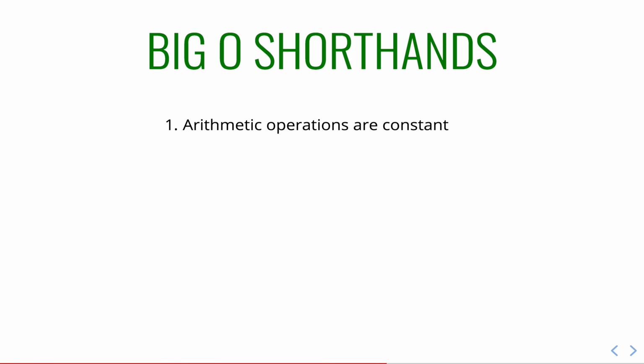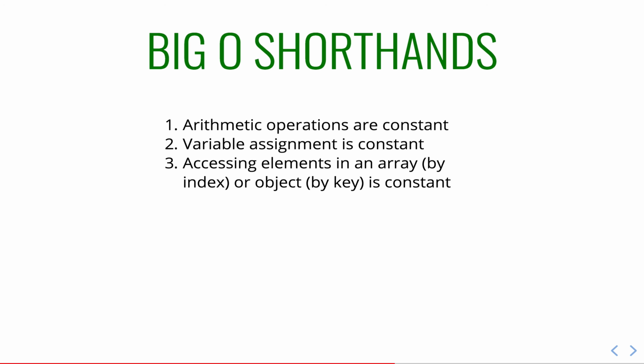The first is that arithmetic operations are constant time. So if you're adding, subtracting, multiplying, or dividing, it doesn't matter what n is. If n is 1,000, if n is 1,000,000, or if n is 5, just assume it takes the same amount of time. Same thing with variable assignment. Also the same thing with accessing elements in an array or in an object. It's constant time. That's the way those objects work. They give you very quick lookup.